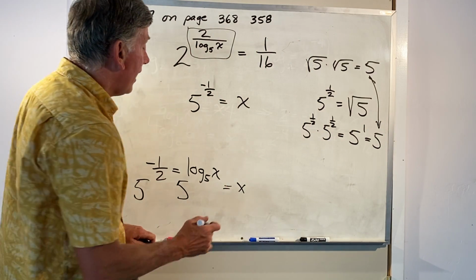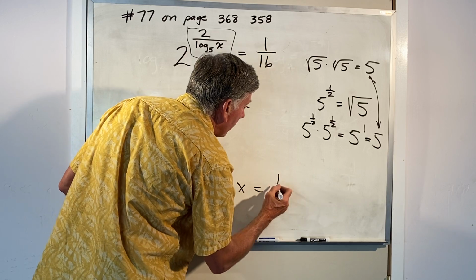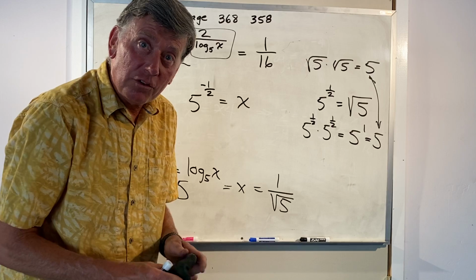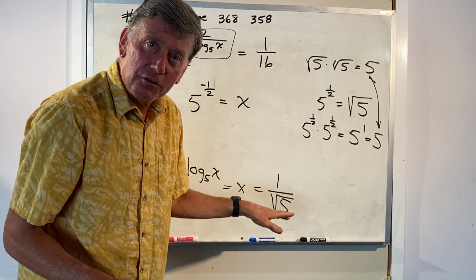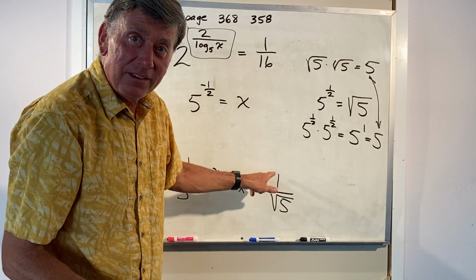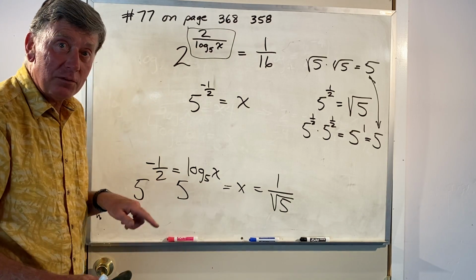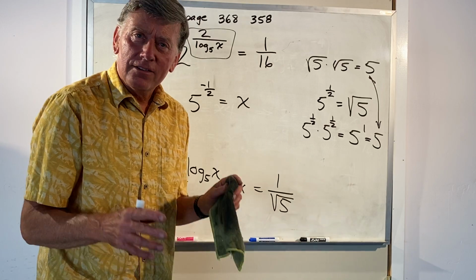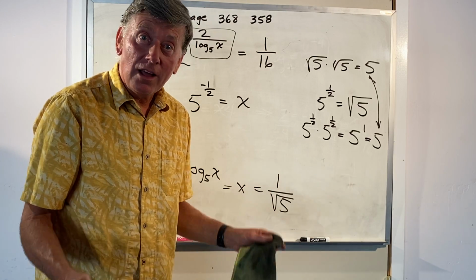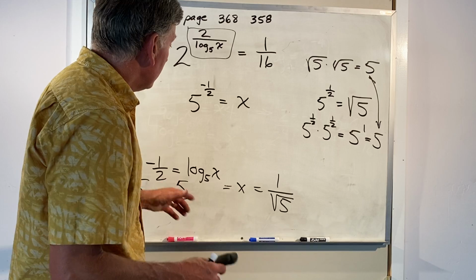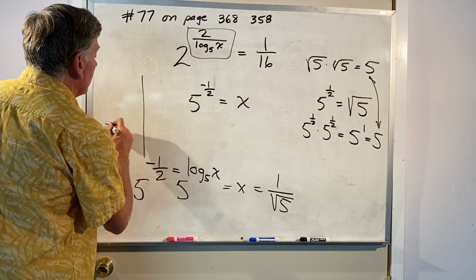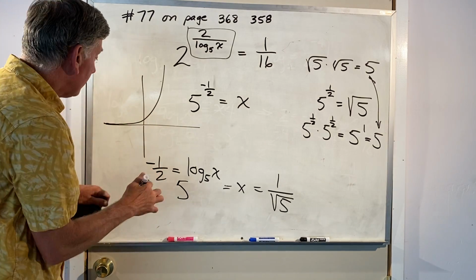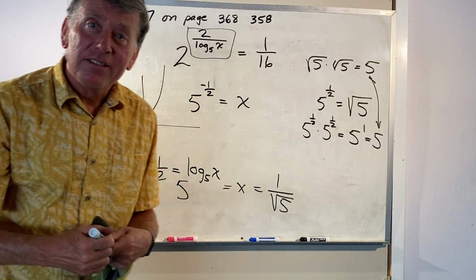To the minus 1/2 power means that x is equal to 1 over the square root of 5. Be very careful not to ever think that you can put a minus sign on this because of this negative exponent. The negative exponent only says put it in the denominator. It does not say make it negative. It's not. It can't be. If you remember your exponential curve, it is always above the x-axis. It never goes below. It is never negative.